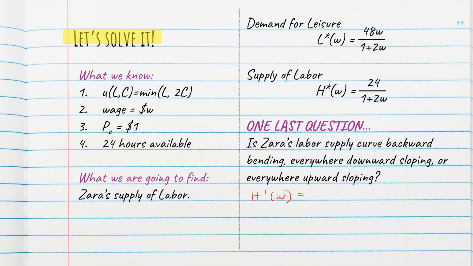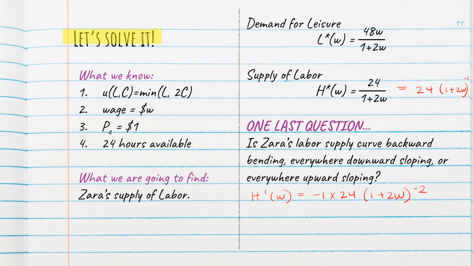Before we take that derivative, I think it's useful to rewrite this as 24 times 1 plus 2W to the negative 1 power. And then when we differentiate, what happens? We bring down the negative 1. And we have to technically use the chain rule here. So we have negative 1 times 24 times 1 plus 2W to the negative 2, I'm so sorry, negative 2.